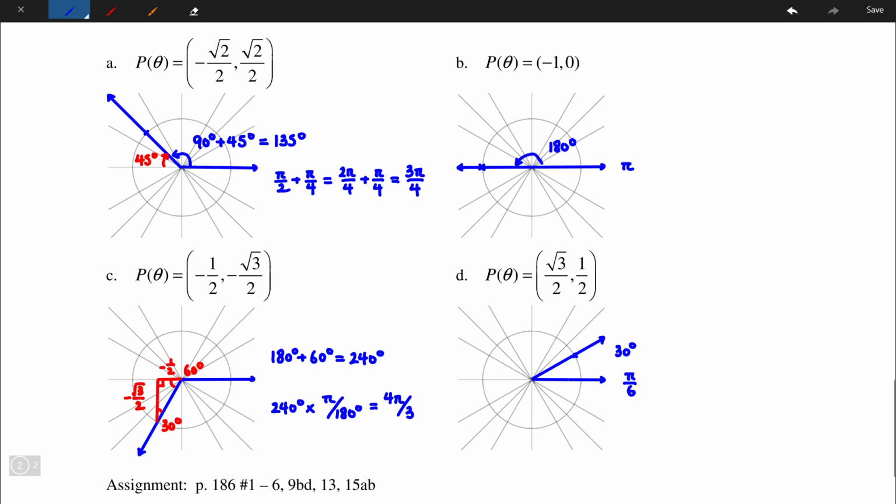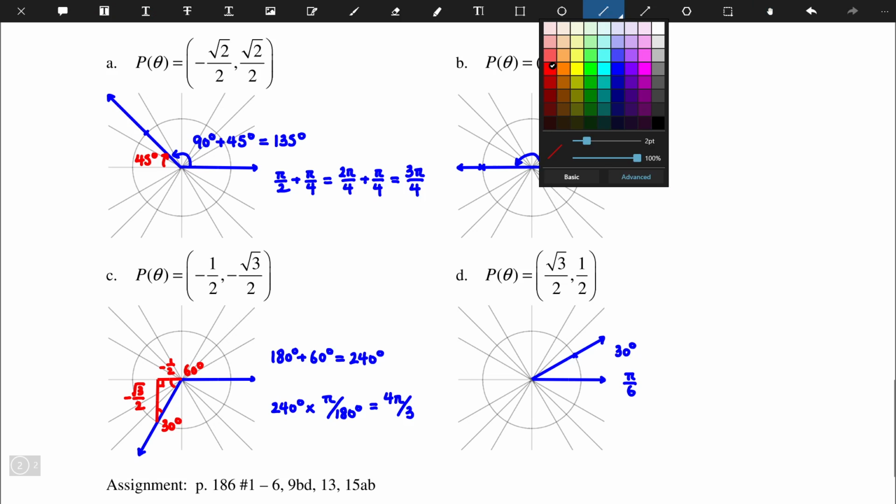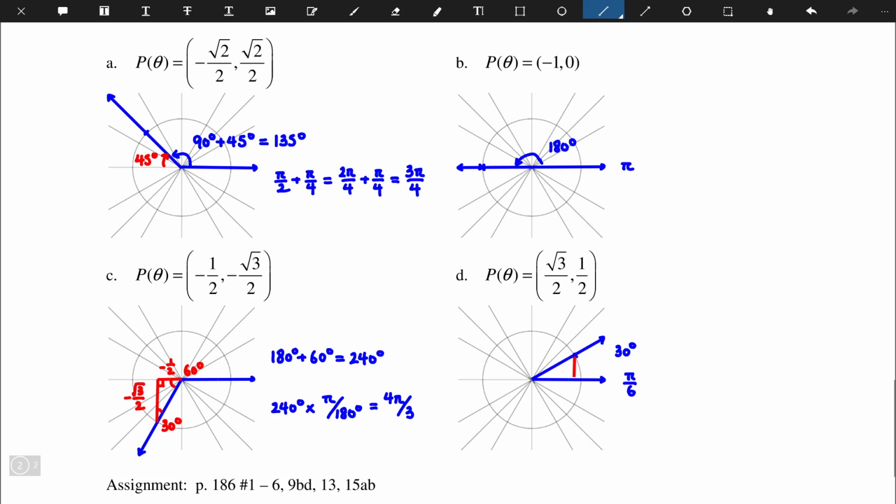We could draw in the triangle as well, just like this. And we already know that this is going to be the 1/2 this way, and then the root 3 over 2 this way, which makes this the smaller angle. This would be 30 degrees, and this would be 60 degrees here. Okay, so that's the idea.